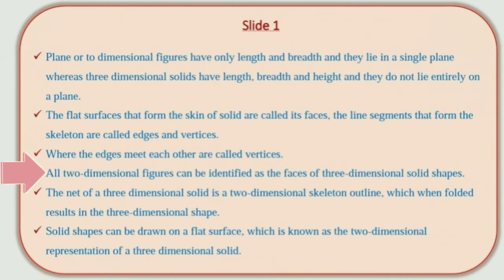All two-dimensional figures can be identified as the faces of three-dimensional solid shapes. The net of a three-dimensional solid is a two-dimensional skeleton outline, which when folded results in the three-dimensional shape. Solid shapes can be drawn on a flat surface, which is known as the two-dimensional representation of a three-dimensional solid.